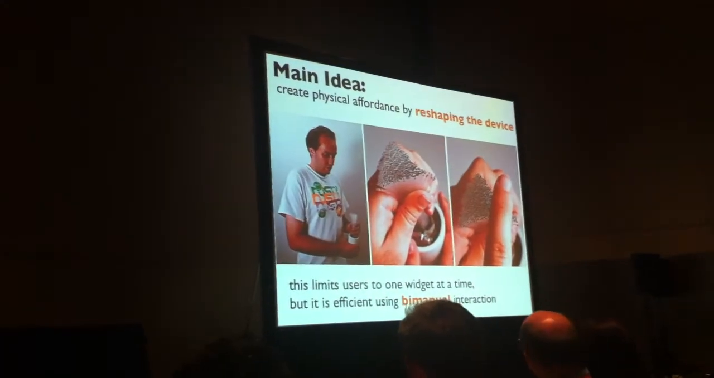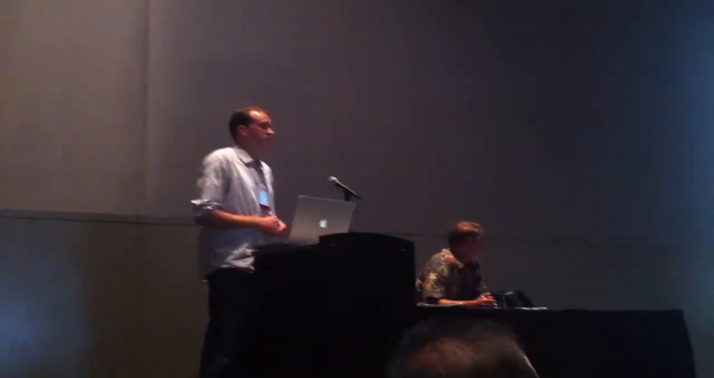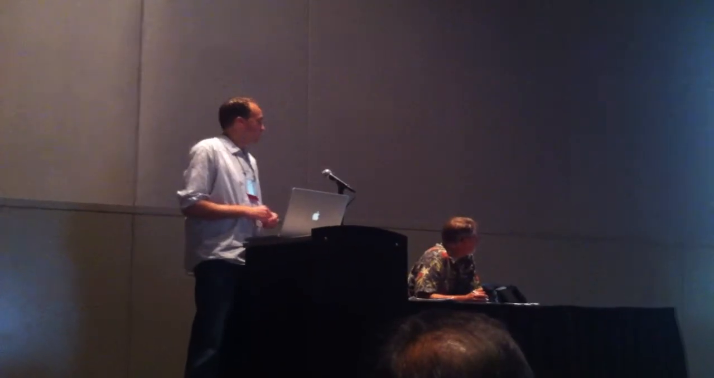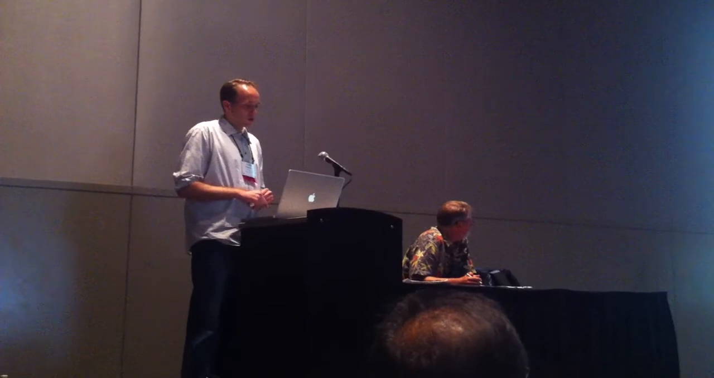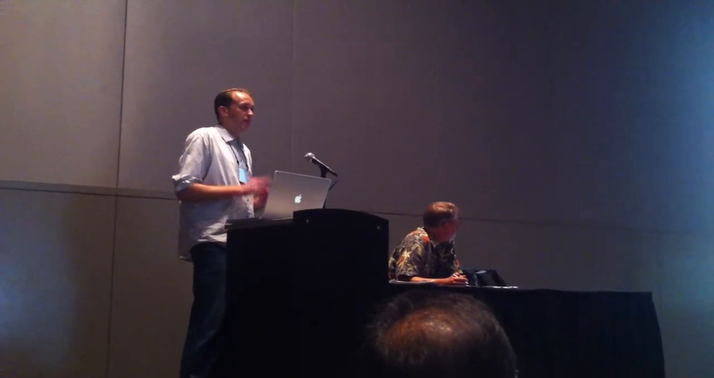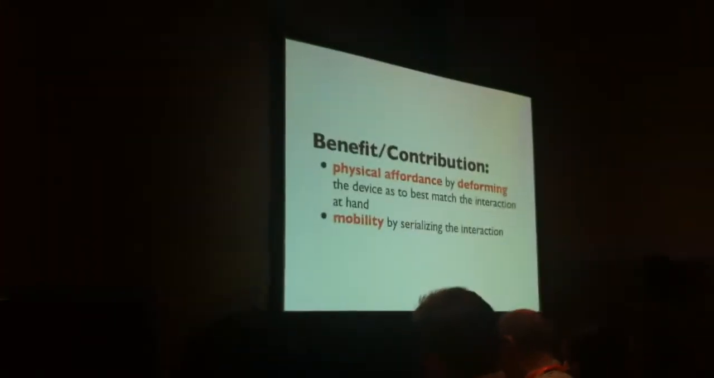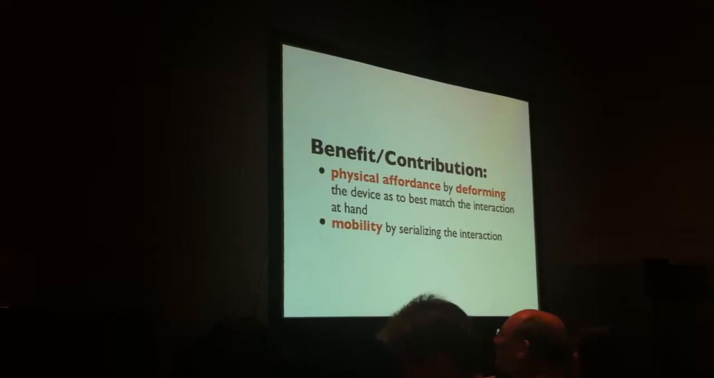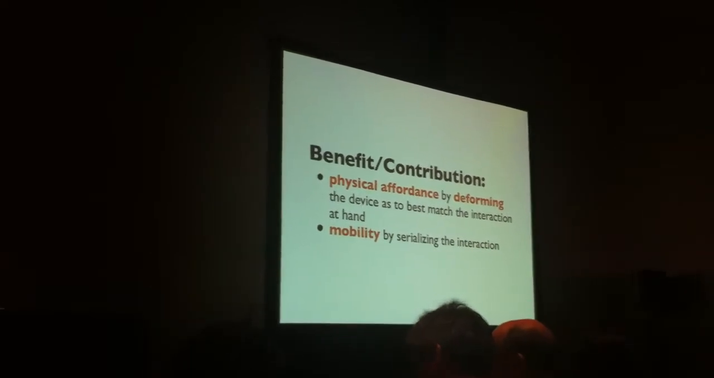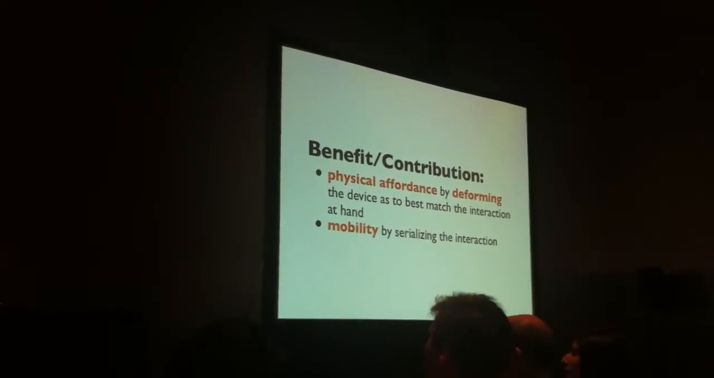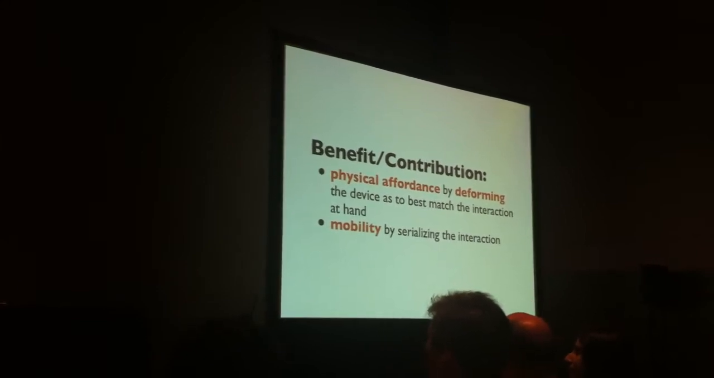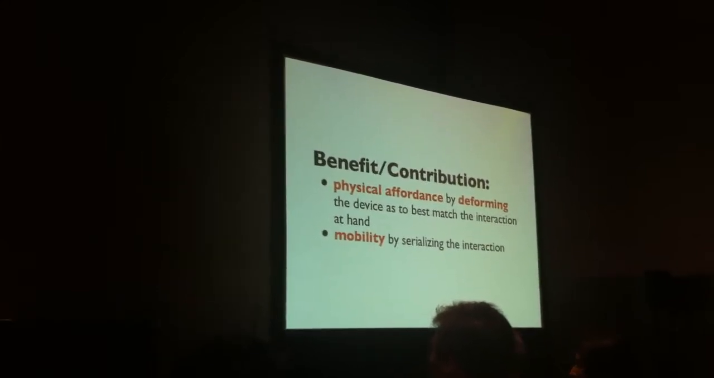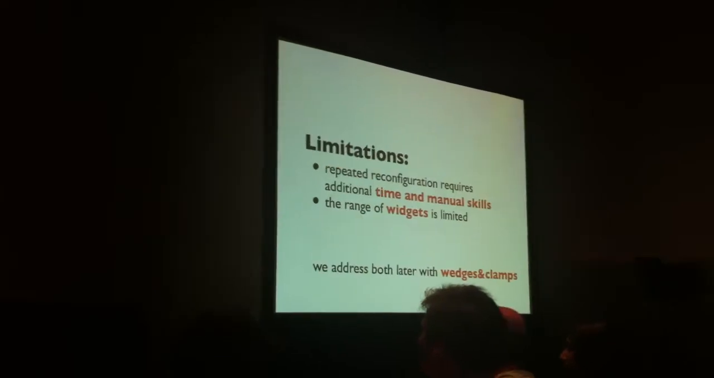So as you saw in the video, the interaction limits the user to one widget at a time. That is efficient because we're using both hands. One hand reshapes and the other one interacts. So the contribution of Rock, Paper, Fibers is that we are bringing physical affordance by deforming the device itself, so as to best match the interaction at hand. And we achieve the mobility by serializing this interaction.